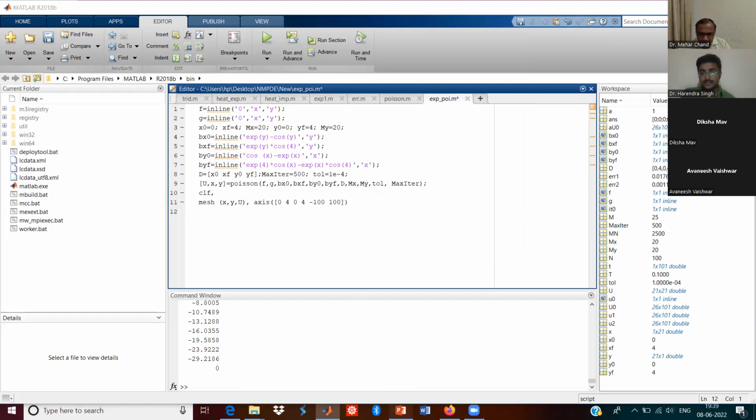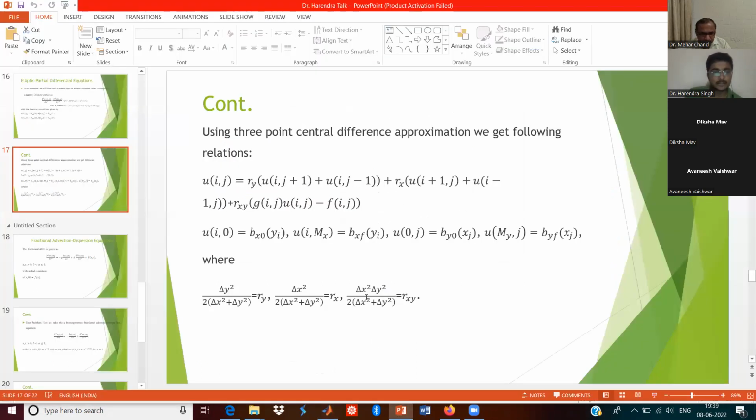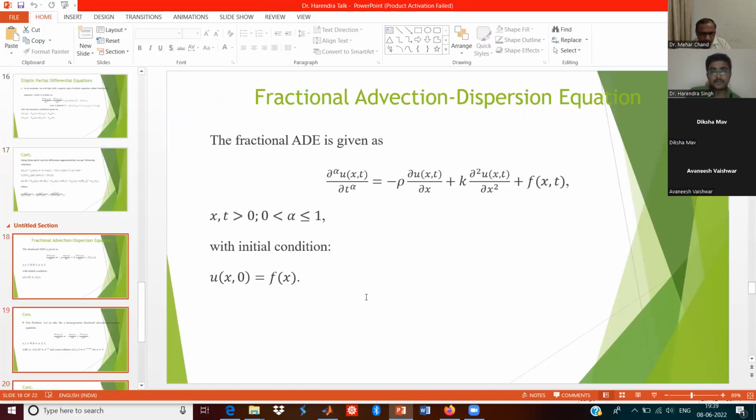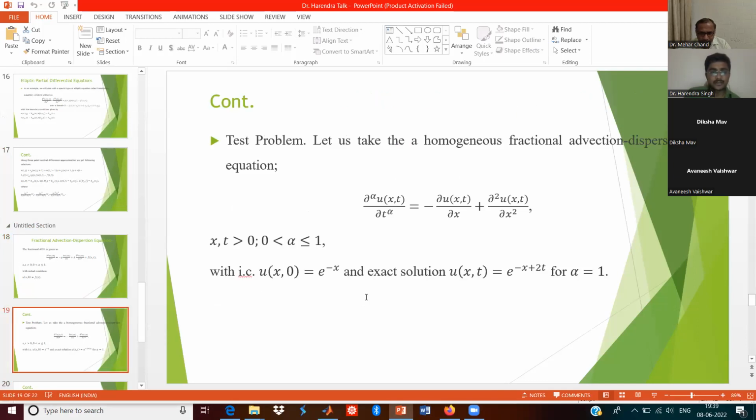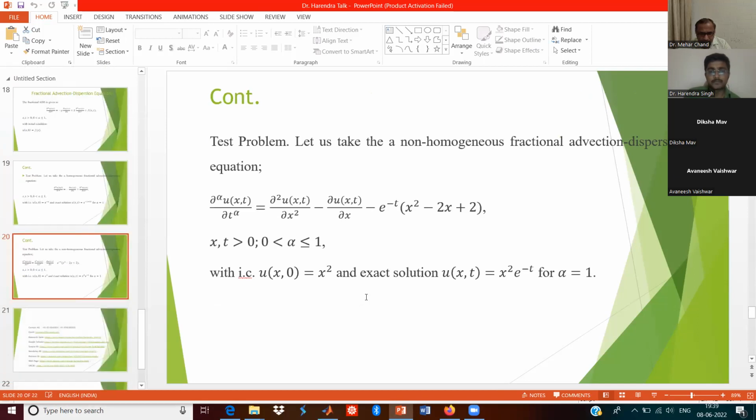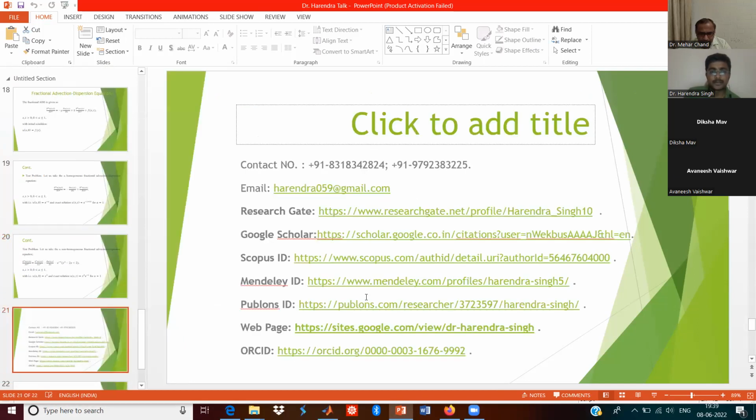This one is, I have written some future problems, that is the reaction dispersion equation using the fractional dispersion equation and the fractional AD equation. So you can also use these; these are the future work which we can discuss using MATLAB programs. So I have not written it here.